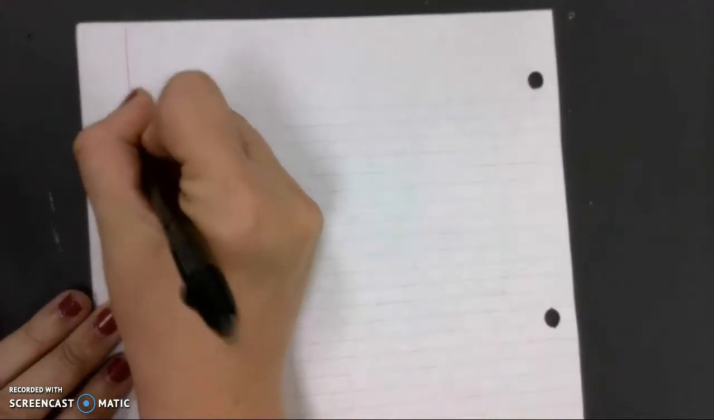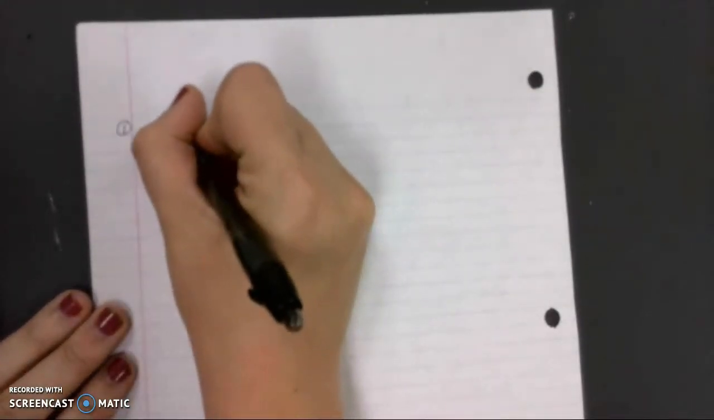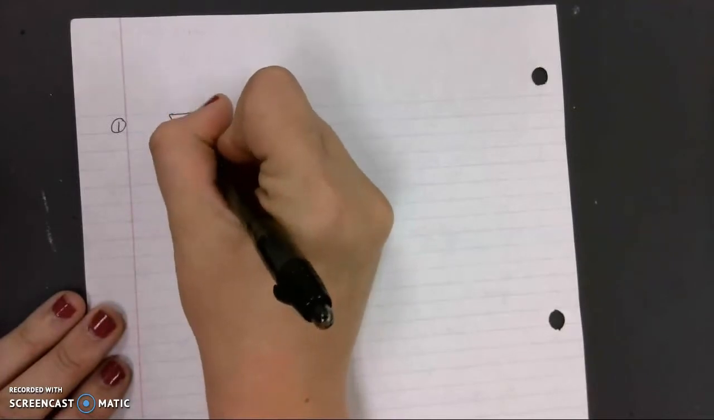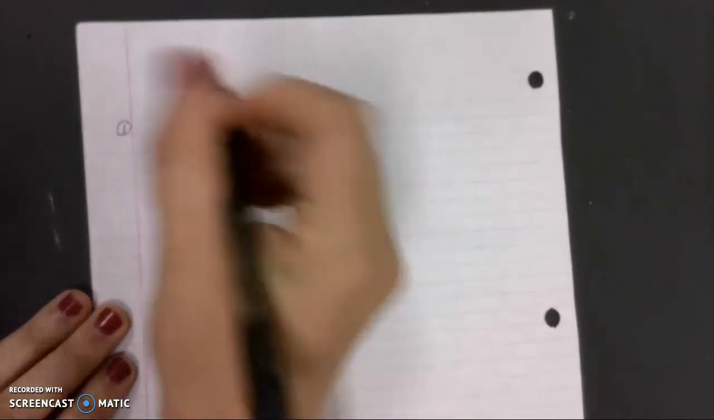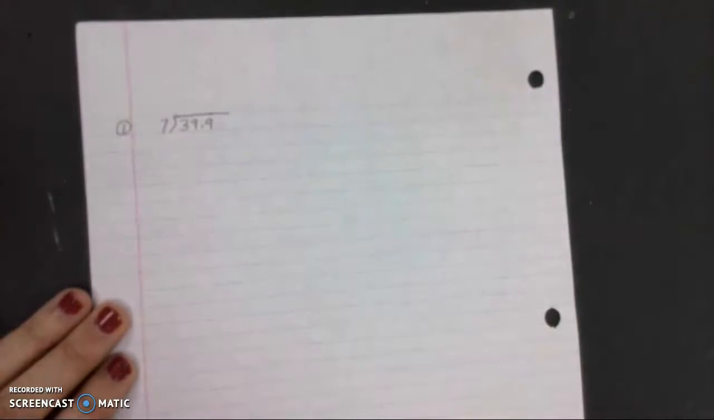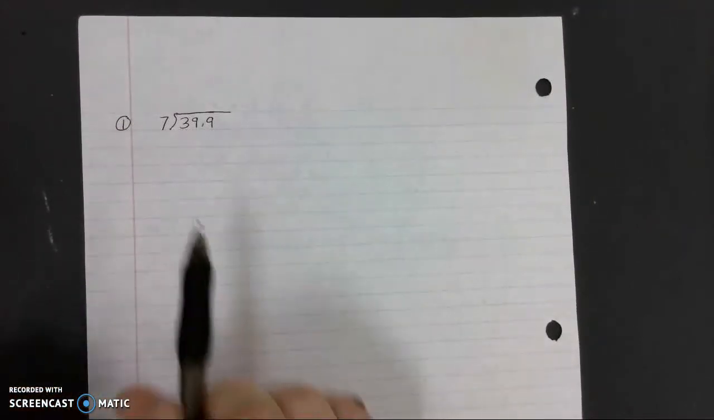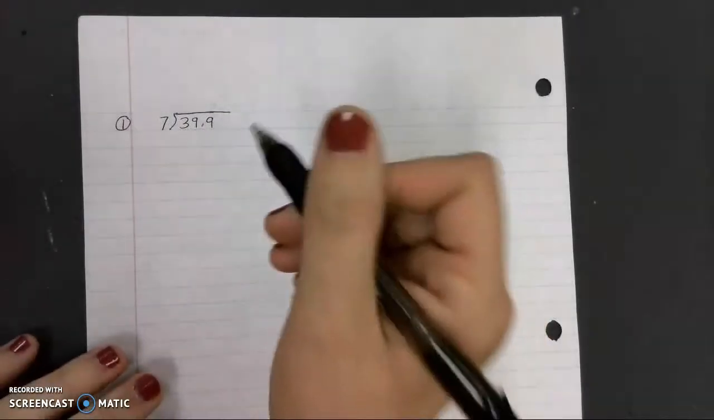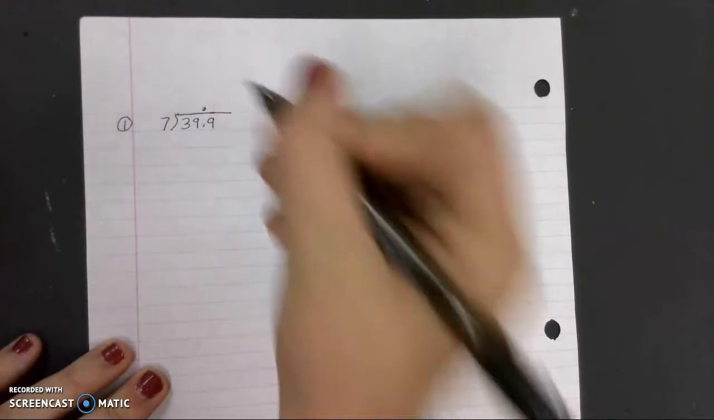So go ahead and flip your page over. Okay? And let's look at our first problem. So let's try 39 9/10 divided by 7. Okay? So we have a whole number as our divisor right now, so we actually don't need to move our decimal. So I'm going to look at my dividend, and I'm going to go ahead and bring my decimal straight up. And I'm ready to do my first step.